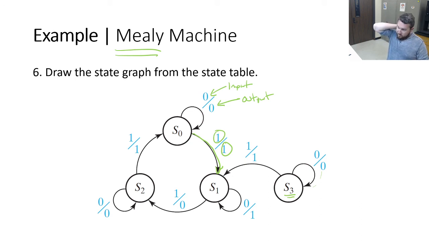And let's see, it looks like it only produces, no, that seems kind of arbitrary. Okay, any questions about drawing that state graph?